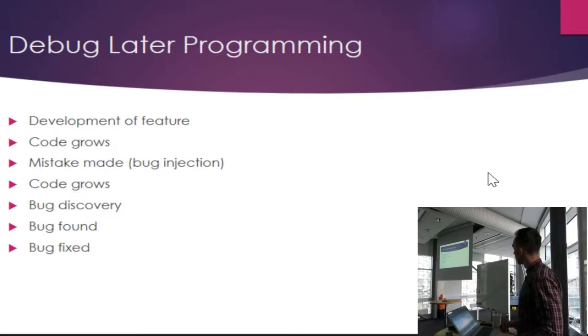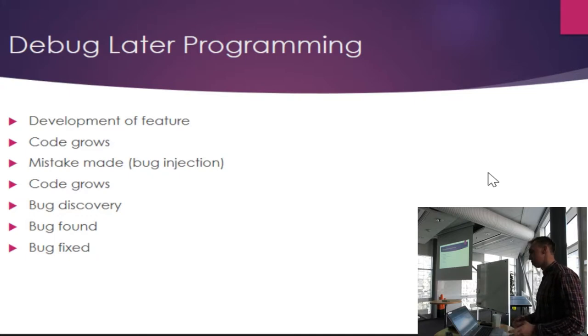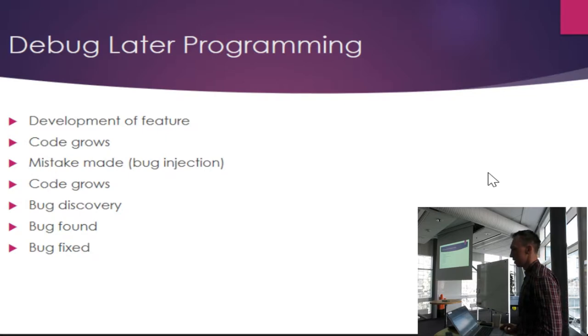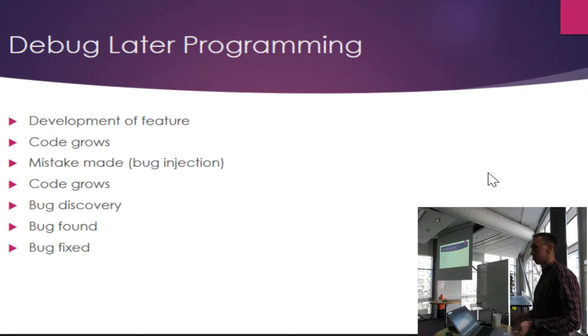Okay, yeah, so that's what I said, how the debug later programming life cycle looks like. First you develop, then the code grows. During this, when the code grows, someone on your team injects a bug, makes mistakes, even in another piece of code, but your code depends on it. Then this code grows. Then there is a bug discovery. Let's say now that your code depends on another module, and in this other module is a bug, but it is exploited by your module, your code base.